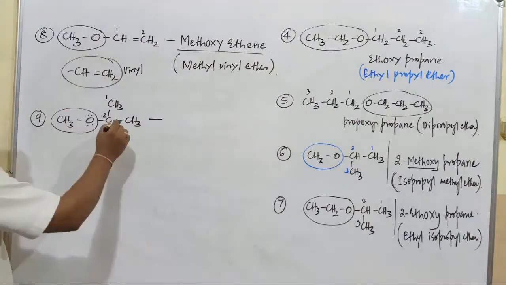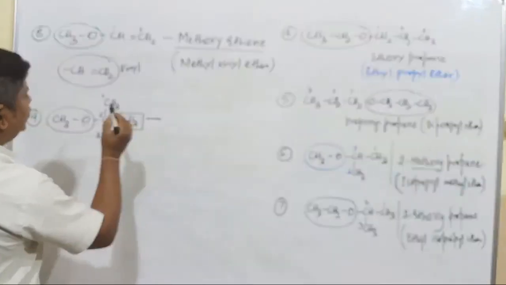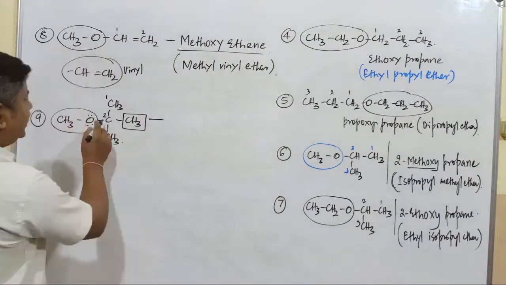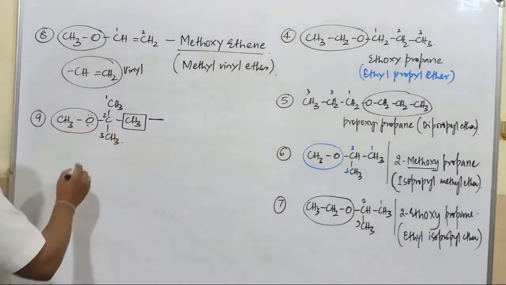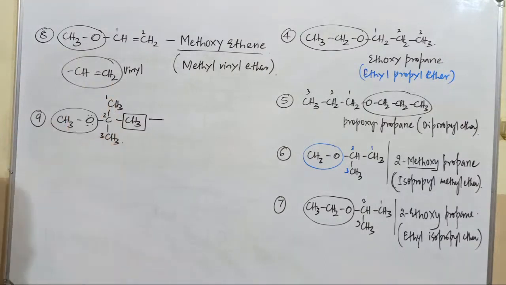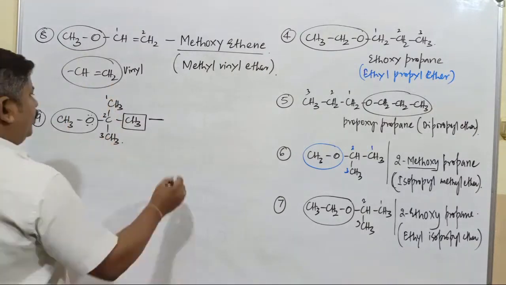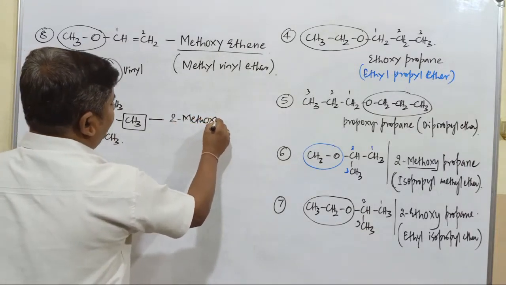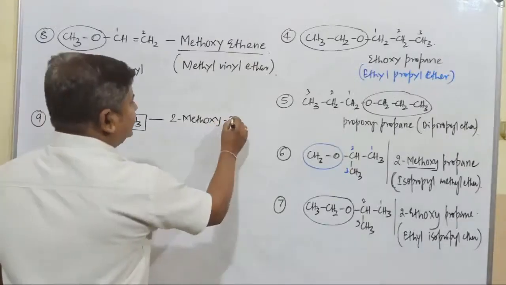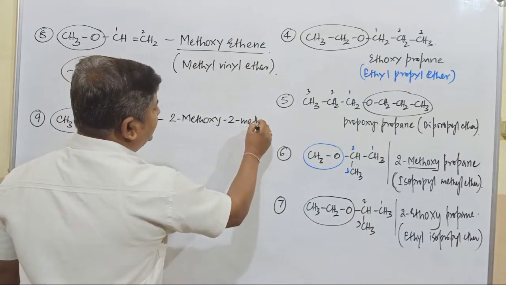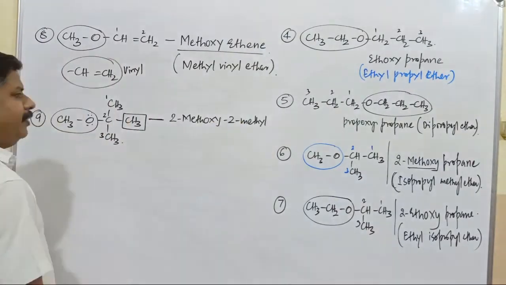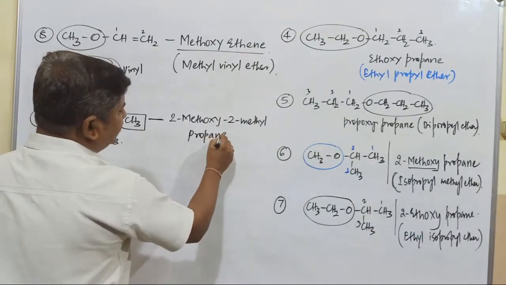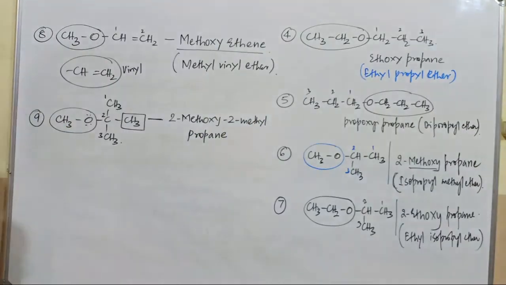Here there is another substituent, which is also called methyl. On the second carbon atom is methoxy, and the longest chain contains 3 carbon atoms. So what is the IUPAC name of this compound? It is 2-methoxy first. On the second carbon atom there is also a methyl group, so 2-methyl. 2-methoxy-2-methylpropane. Why propane, students? The longest chain has 3 carbon atoms.